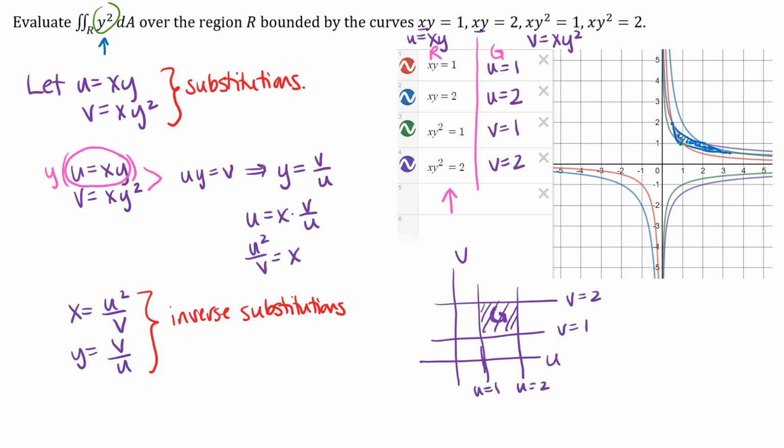Okay, one of the conditions was that we have a one-to-one transformation from the region R in the xy plane to the region G in the UV plane.